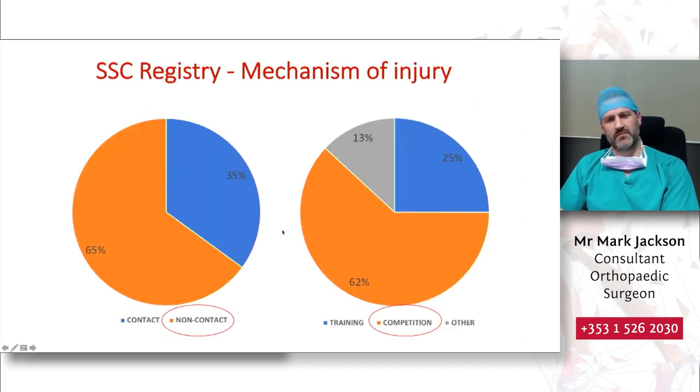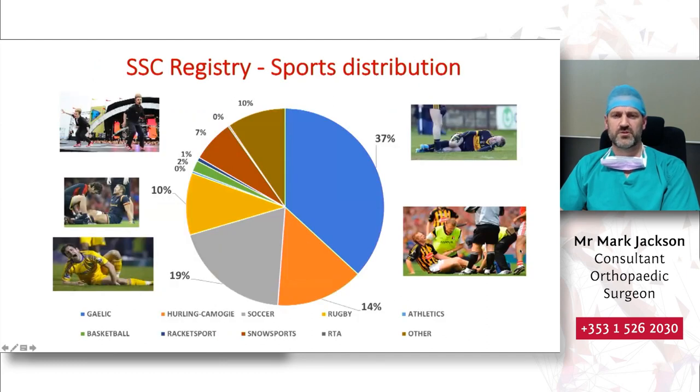Again, talking about the mechanism of injury, as we've already mentioned, the non-contact injury is far more common than contact, and most of these injuries occurring in competition as opposed to training. The distribution in sports in Ireland is fairly unique compared to some other countries because of the amount of contact and field sport that is played. So at least 80% of our injuries occurring in field sport, with the highest number being Gaelic football, second highest number being soccer, followed then by rugby and hurling. Other ones, then a minority, snow sports, just simple accidents, etc.